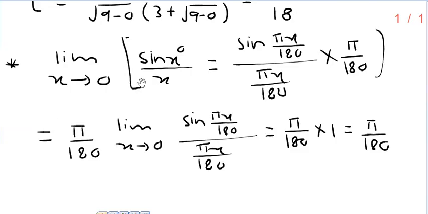Limit x tends to 0, sine x degree upon x. Now don't say the value of the limit is 1, because the angle must be in radian. So the first job is to convert this degree measure to radian. Now 180 degrees is equal to pi radian. So x degree is equal to how many radian? Pi x by 180.